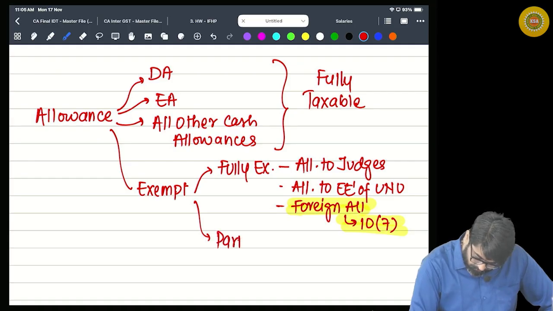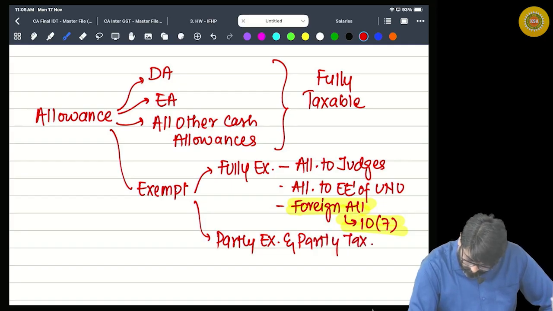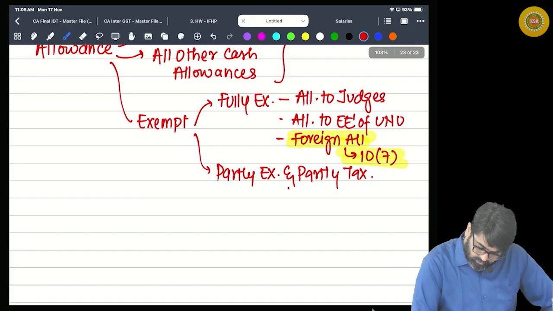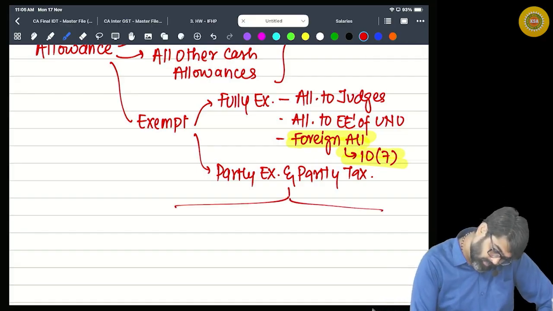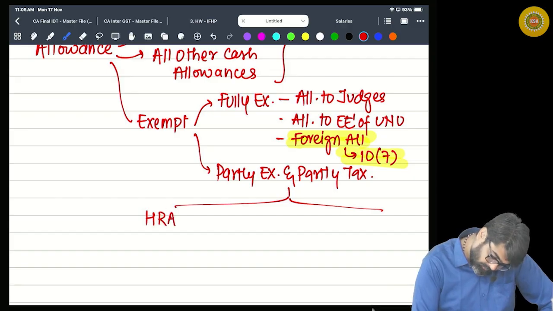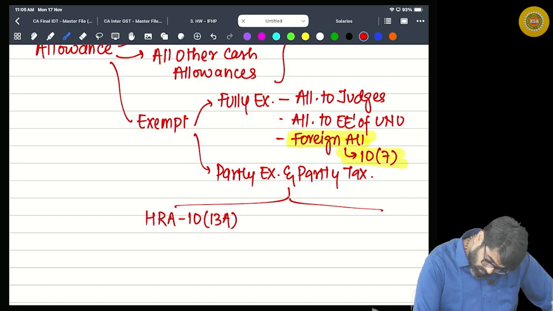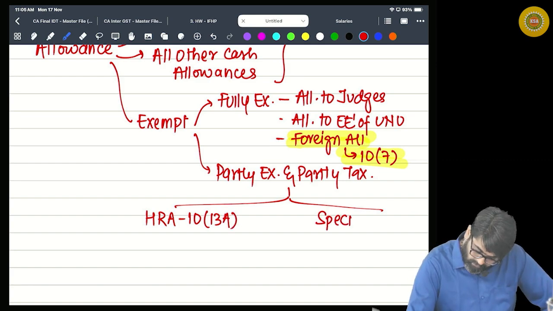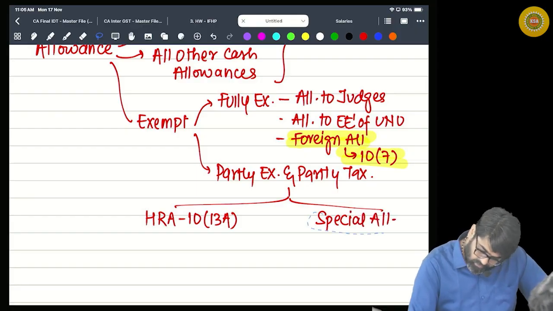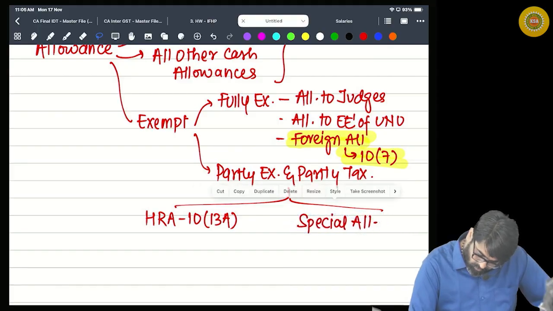Then in the exempt category, some allowances are partly exempt and partly taxable. Now this partly exempt and partly taxable is further divided into two parts. Number one, HRA, exempt under section 10(13A). And number two, special or specific allowances exempt under section 10 subsection 14. Yes or no?